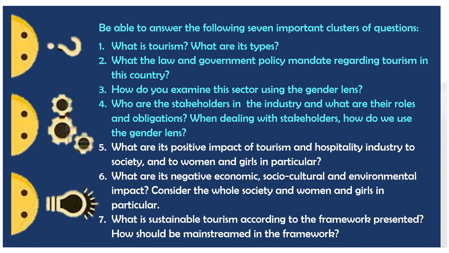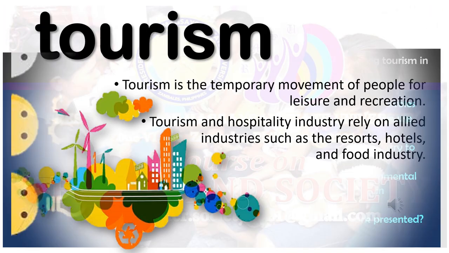When dealing with stakeholders, how do we use the gender lens? 5. What are the positive impacts of the tourism and hospitality industry to society, and to women and girls in particular? 6. What are its negative economic, socio-cultural and environmental impacts? Consider the whole society and women and girls in particular. 7. What is sustainable tourism according to the framework presented? How should gender be mainstreamed in the framework?